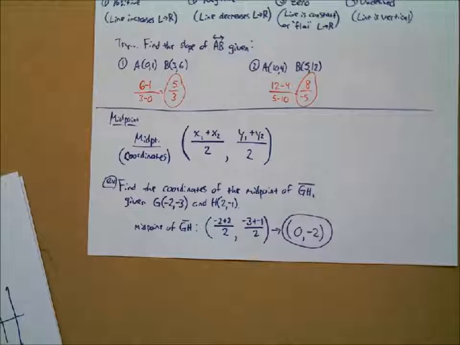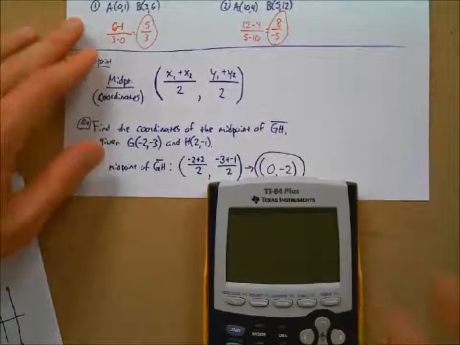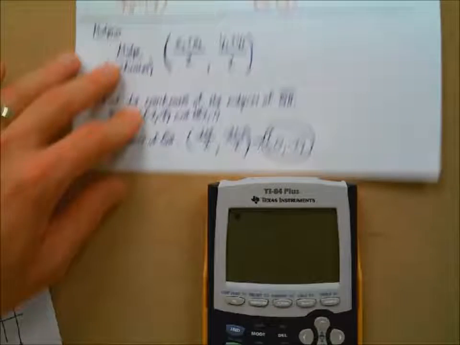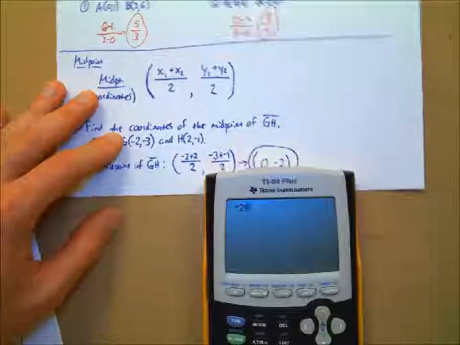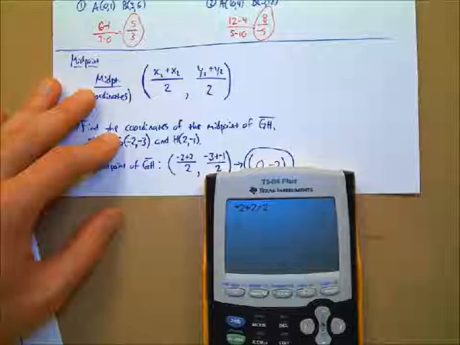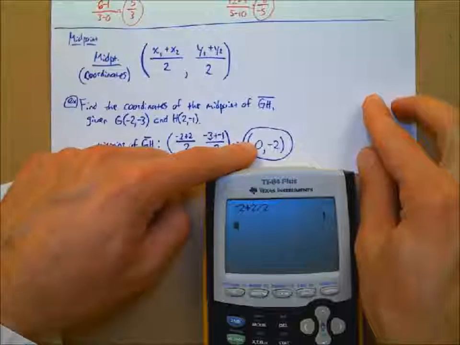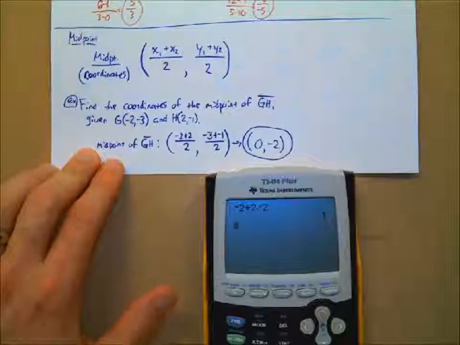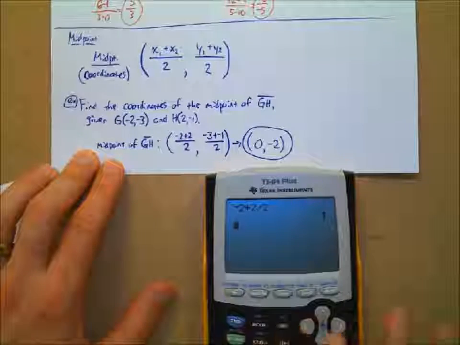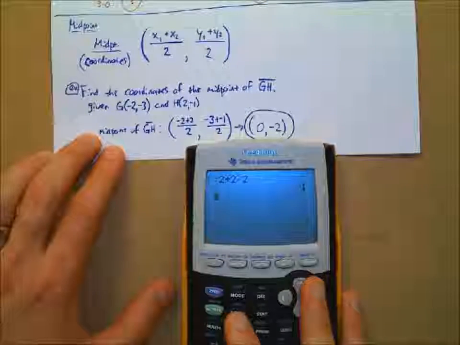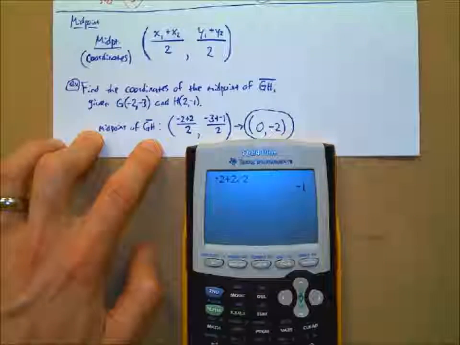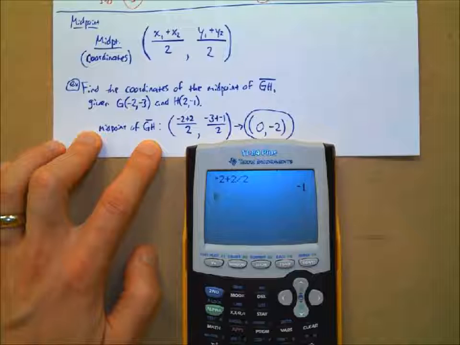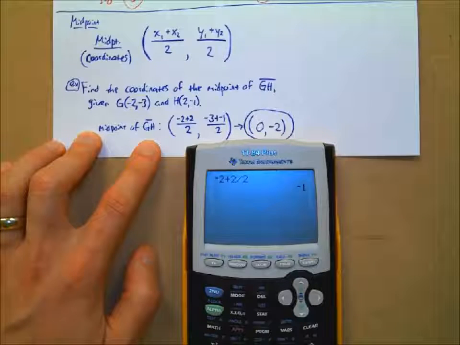If you want to, you can type this in your calculator to help yourself do the math. I'll show you real quick. I type in -2 plus 2 divided by 2, and I get -1, but I said it was 0. So yes, I need parentheses. Okay, don't make this mistake I just made, folks.